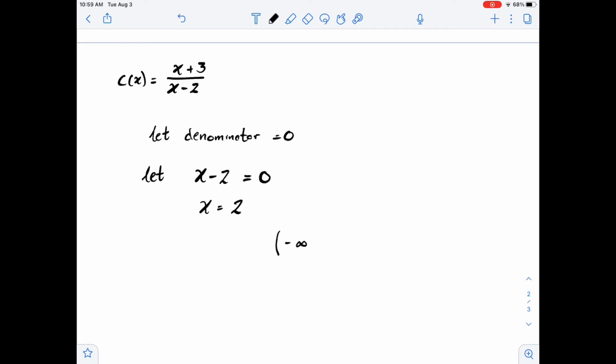the way we like to write this is negative infinity to 2, hard bracket next to my 2 because 2 is not in my domain, union 2 to infinity. And I have soft bracket right there, parentheses if you like, next to my infinity, and that's it. That's all I have to do. That's my domain for c of x, x plus 3 over x minus 2. And again, next week I'm going to talk to you about what that means when we're graphing our functions. What does it mean when that 2 is not there?